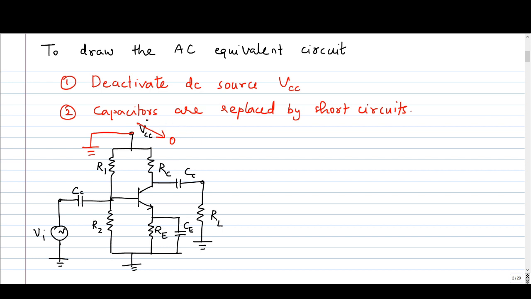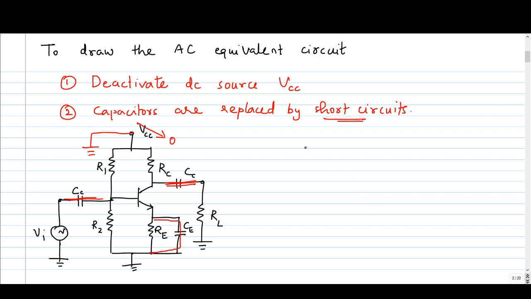Then the second step is, as you know, capacitors offer a low reactance path to high frequency AC signals. We are doing AC analysis, so the signals will be of comparatively high frequency. These capacitors will offer a low reactive path, so you can treat them as short circuits. The capacitors are replaced by short circuits. That is the second step. So you can replace this capacitance CC by a short circuit, then this is replaced by a short circuit, and this CE is also replaced by a short circuit.